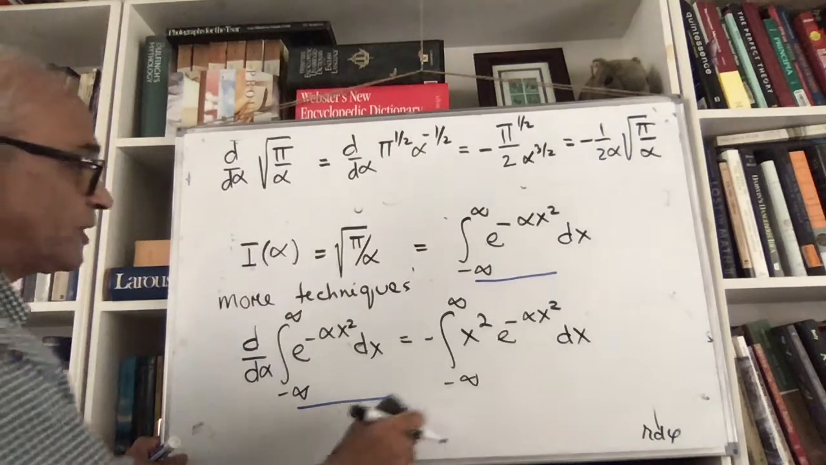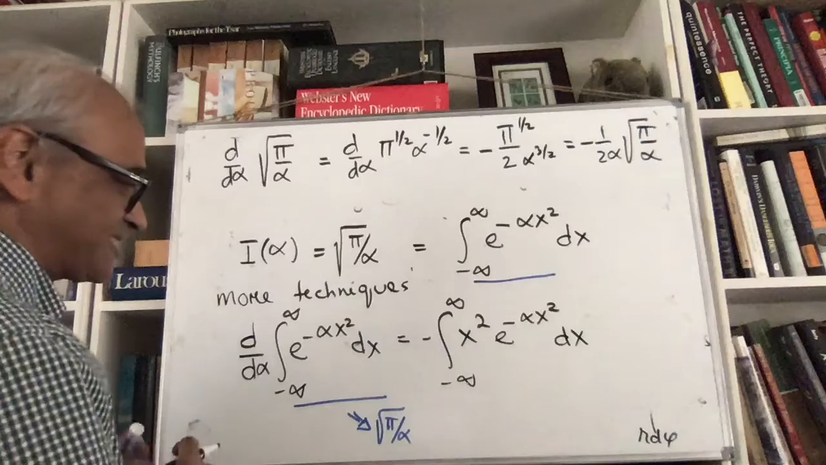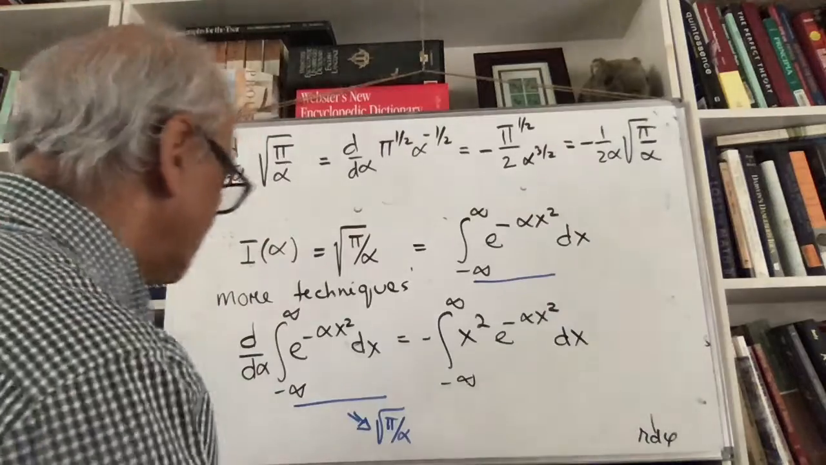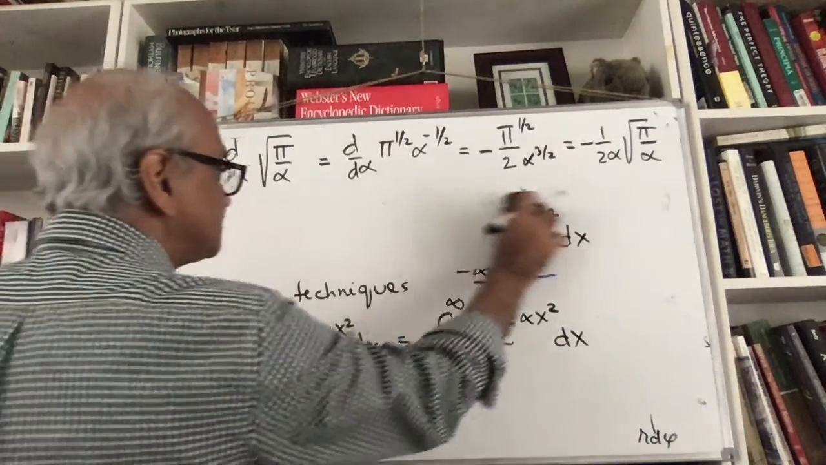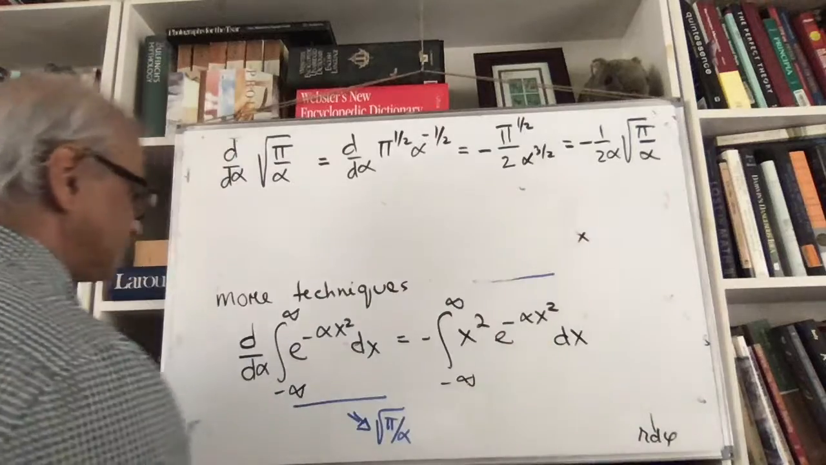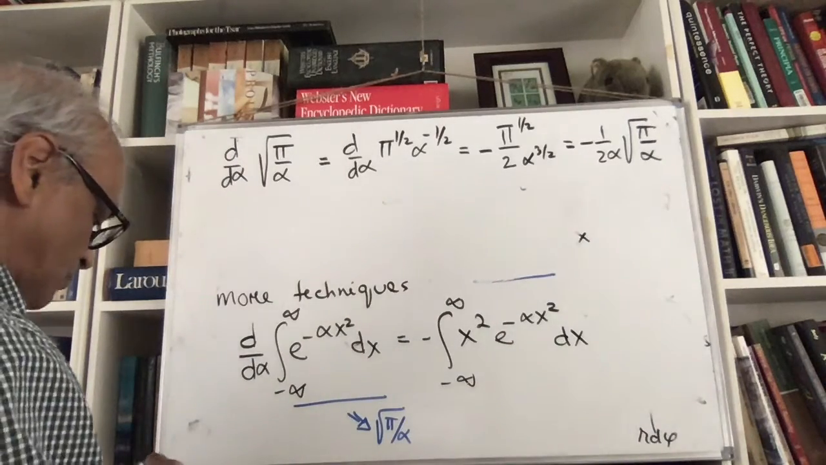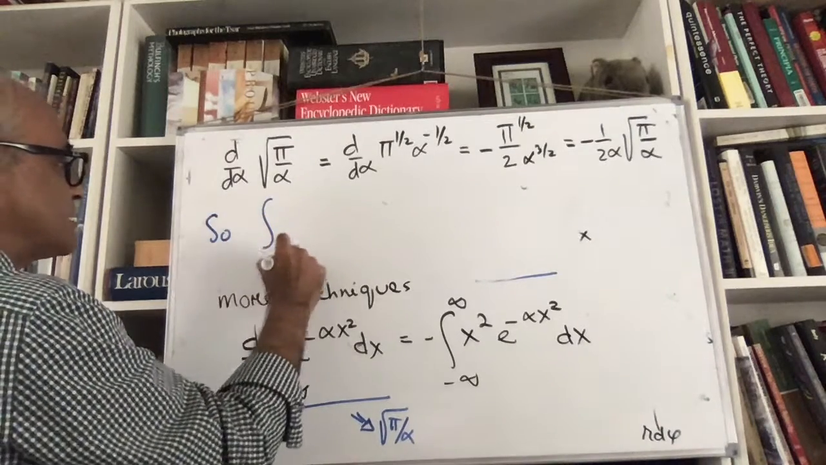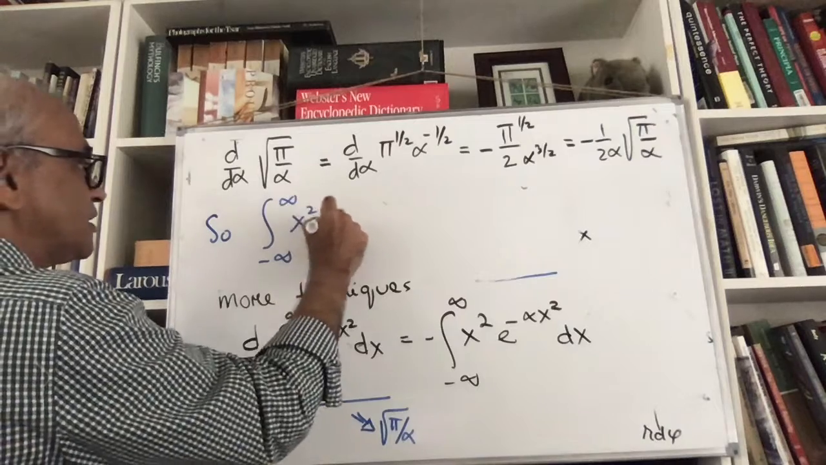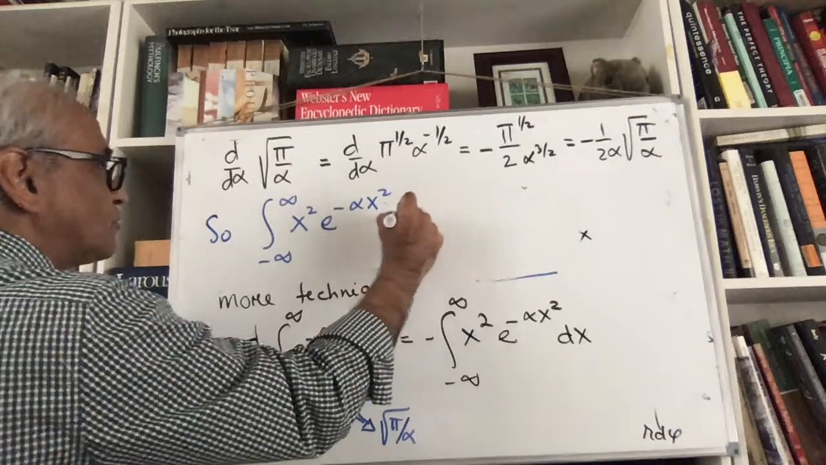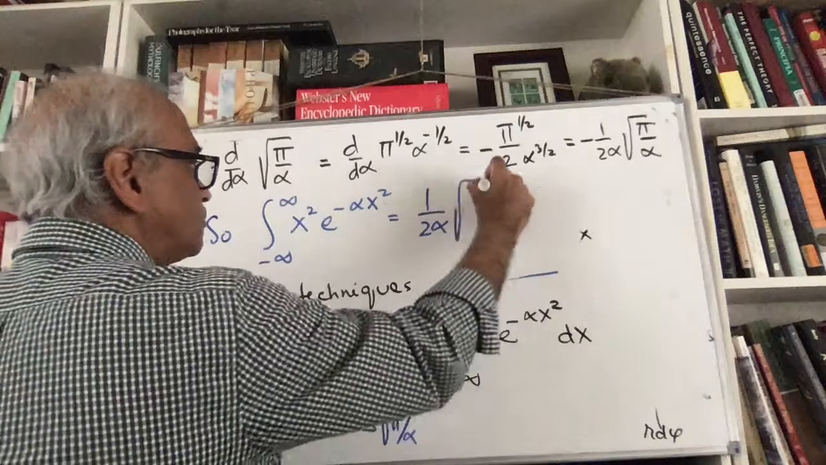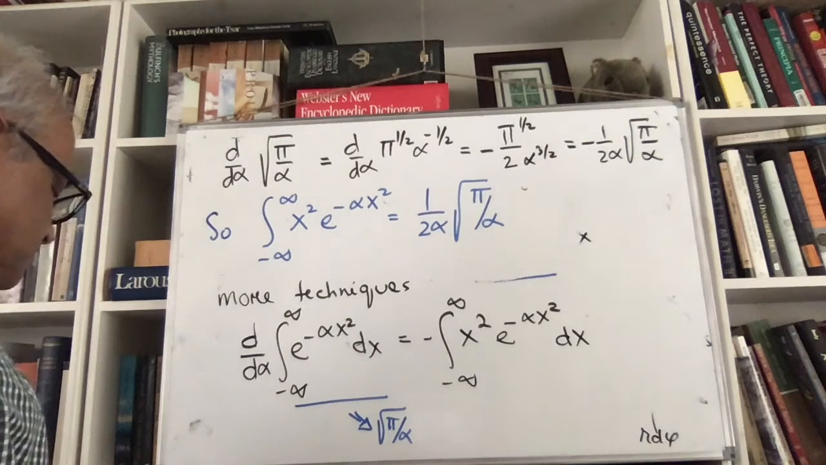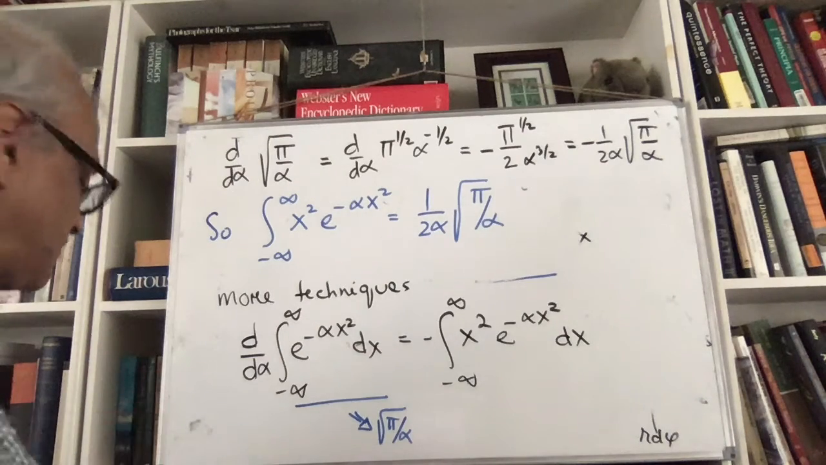So look at this. This is just a technique. This integration now is equal to that integration, right? These two integrations are equal. So I can write now, because they have a minus and a minus here, I don't really have to worry about that minus. So I can say, the integral from minus infinity to infinity of x squared e to the power minus alpha x squared equals 1 over 2 alpha root pi over alpha. Okay, so that's a great result. Just by differentiating, you can do this part.